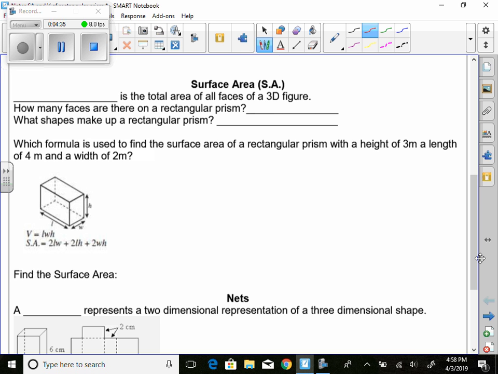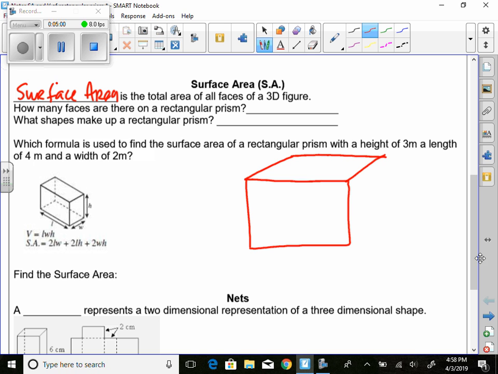So surface area is the total area of all faces of three-dimensional figures. So what does that mean, those faces? So if you look at the box, if we take this image, let me draw a bigger one. You don't have to draw this with me, but I will erase it later. So if I'm looking at the box, right? All right, what do I have?